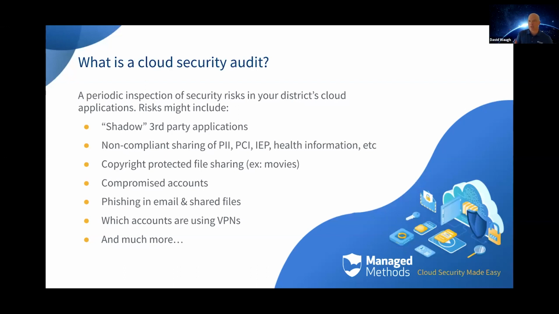And so what are some of the risks that we will talk about today? It could be things like shadow IT, third-party applications that you don't know have been granted an OAuth token in your environment. It could be making sure that personally identifiable information of your staff or your student data is not inadvertently being shared through public links. It could be copyright protected information, compromised accounts, you name it. And of course, always looking into the cybersecurity threats: who's using unauthorized VPNs, or do we have potential phishing, all sorts of stuff that can come into the environment that you need to take a look at.